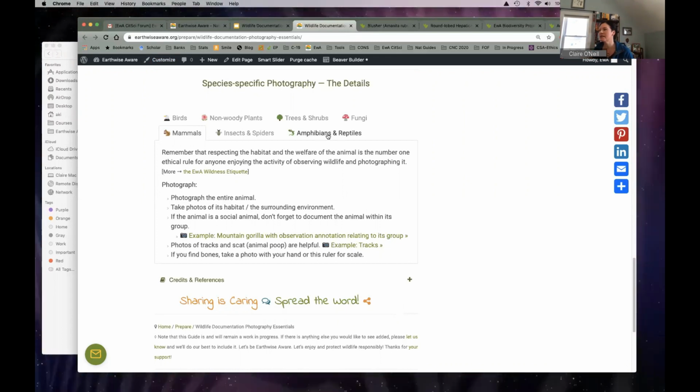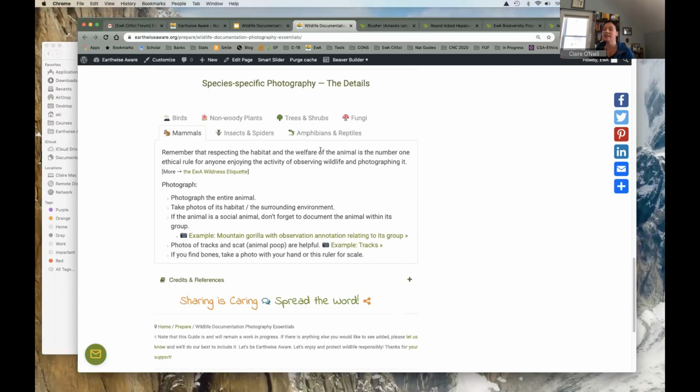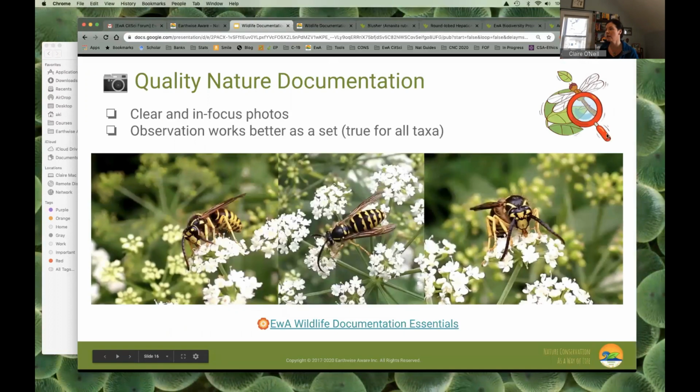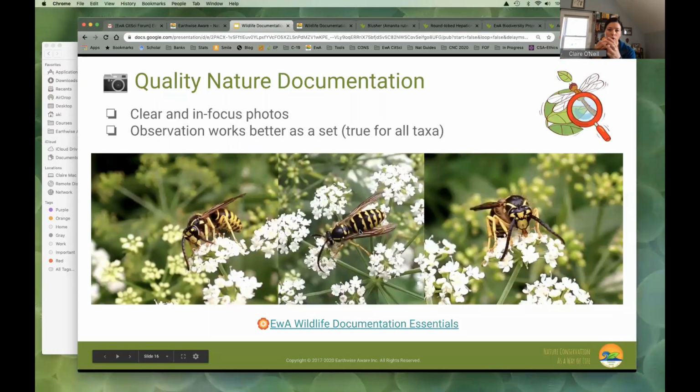Amphibians and reptiles, same thing. Try to avoid handling them in general. Personally, I like to take them in their own habitat, minimizing disruption. So that's, in a nutshell, giving you some resources about what to do to have a full set. And you're going to see in the live session what I mean by that, and grouping them.